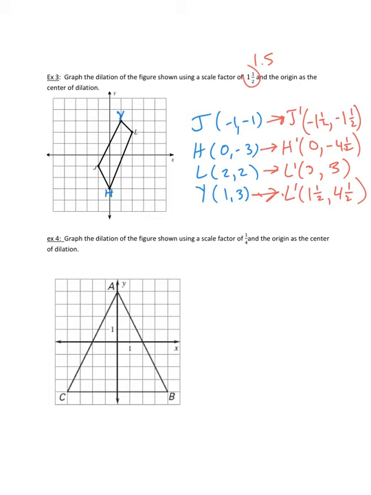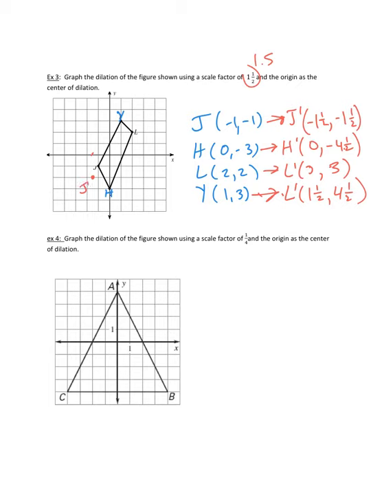You just go halfway between the two spaces. So J prime will be at -1.5, -1.5. I go right in between and then down. So I'm right here right now. And then I go down 1.5. So I'll be right here. This will be J prime.